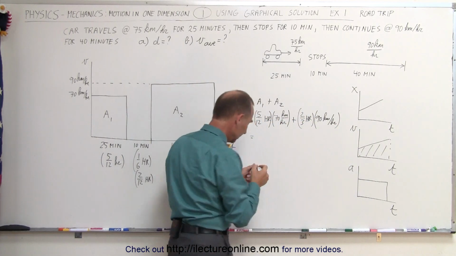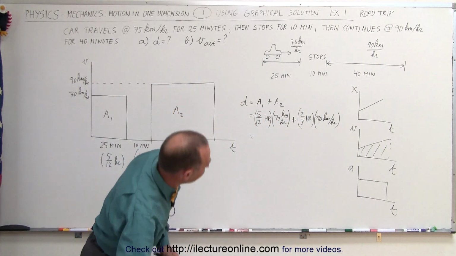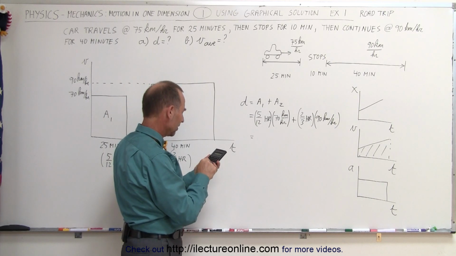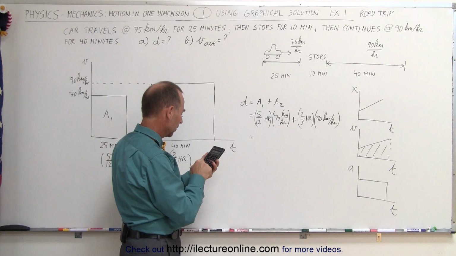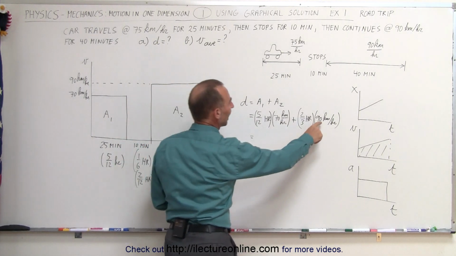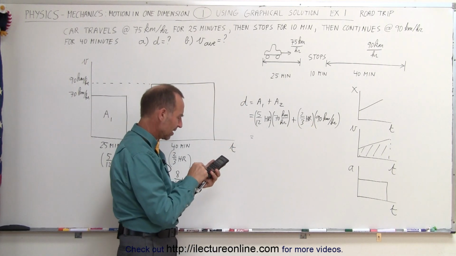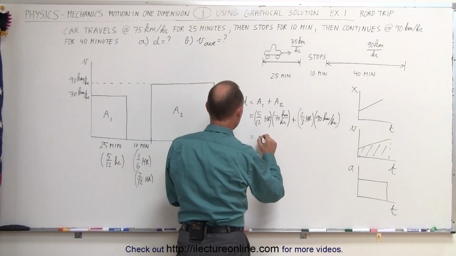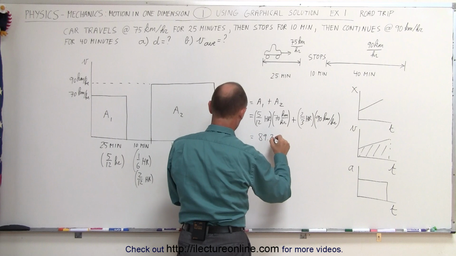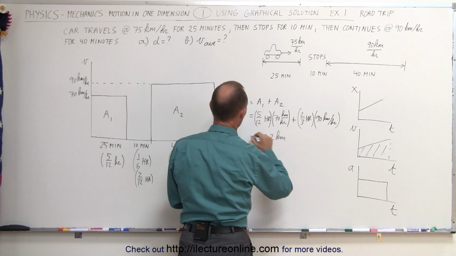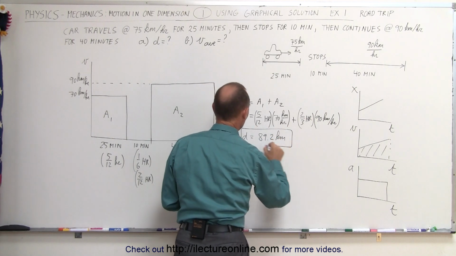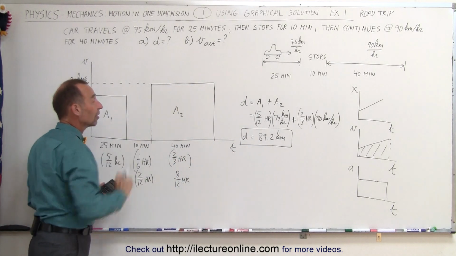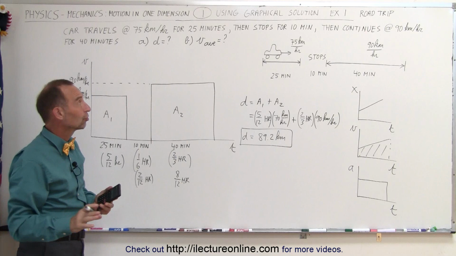And now with a calculator, we can go ahead and work that out. So we have 70 times 5, that's 350 divided by 12, plus 2/3 of 90, that would be 60. So plus 60 equals, so that means the distance traveled would be 89.2 kilometers. So notice how nice that is to work it out graphically like that. Simply the area underneath the curve represents distance. Now, what is the average speed?